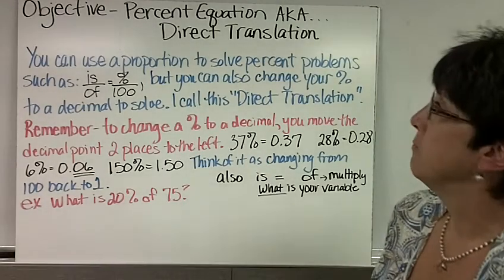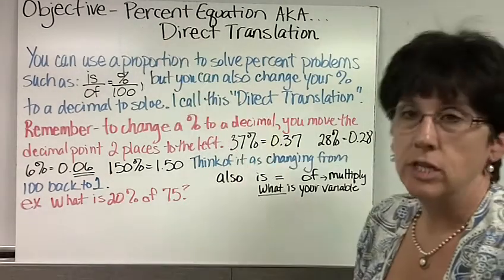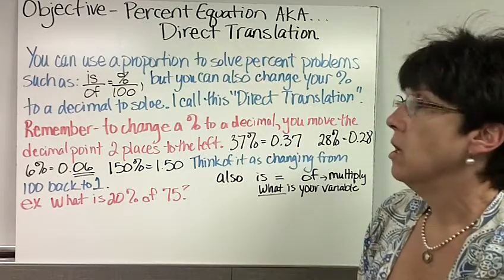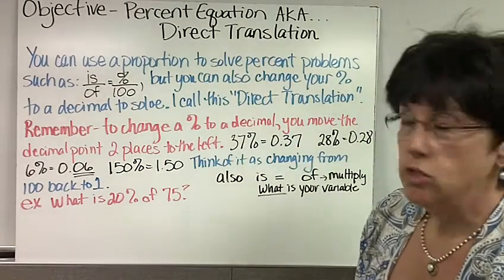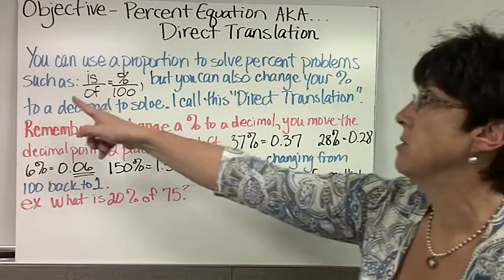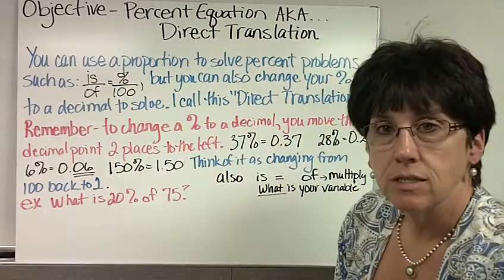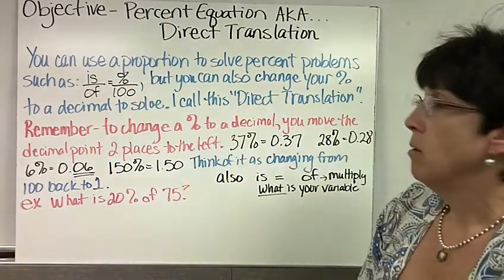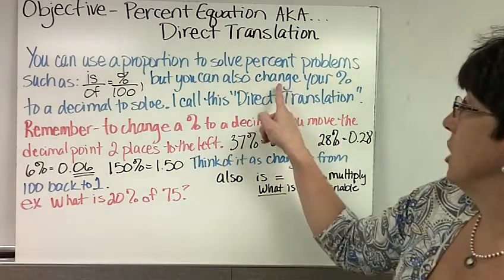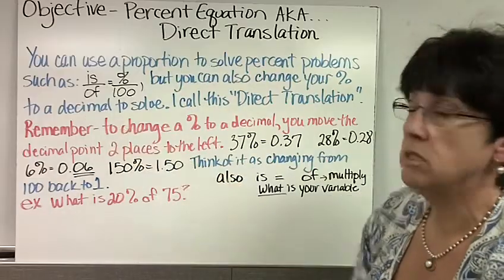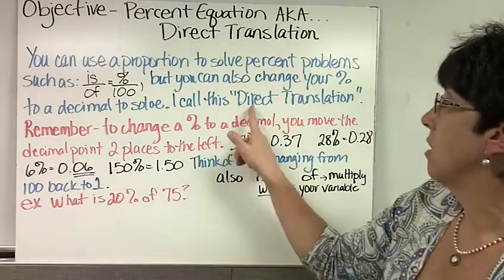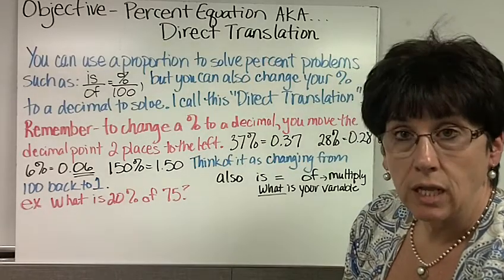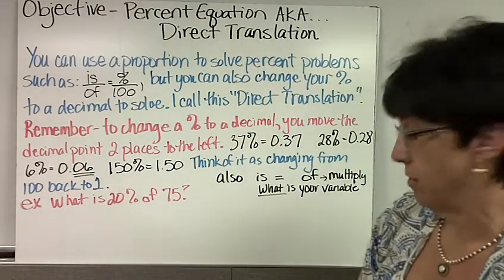Today's objective is the percent equation, also known as direct translation. So you know that you can use a proportion to solve percent problems, such as using the is over of equals percent over 100 method. But you can also change your percent to a decimal to solve these problems. I call this direct translation because you're translating directly from the English to the math.